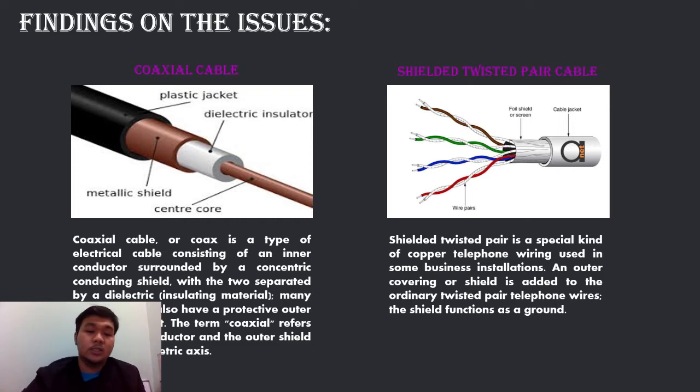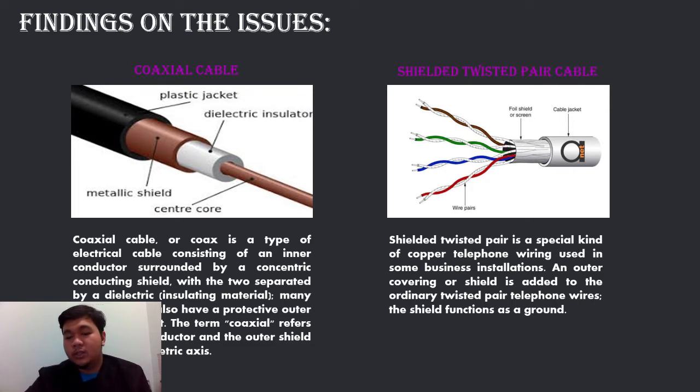Coaxial cable, or coax, is a type of electrical cable consisting of an inner conductor surrounded by a concentric conducting shield, with the two separated by a dielectric, that is an insulating material. Many coaxial cables also have a protective outer sheath or jacket. The term coaxial refers to the inner conductor and the outer shield sharing a geometric axis. Coaxial cables are commonly used on old televisions. It's quite rare to see them nowadays, but there are still people who use coaxial cable. In the past, people used it commonly, especially in TVs.